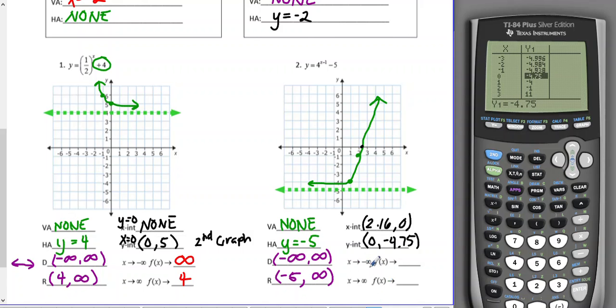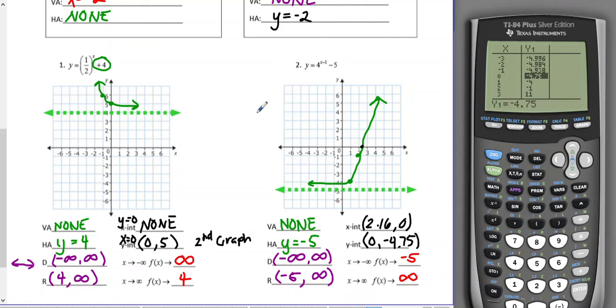And lastly, we have our end behavior as x approaches -infinity. So as I go down my negative x values, my graph is going to continue to get closer and closer to my asymptote, which is at -5. As x approaches +infinity, so as I look at the positive numbers, my graph is going to continue to go up, which is +infinity.